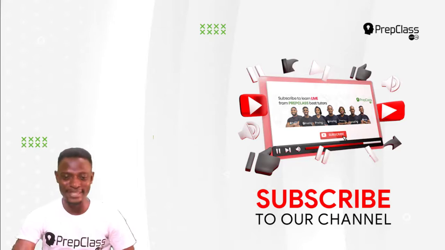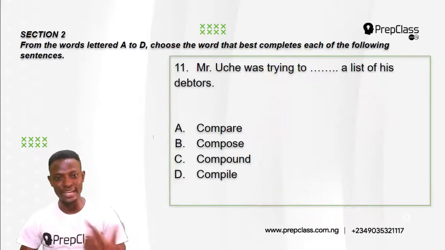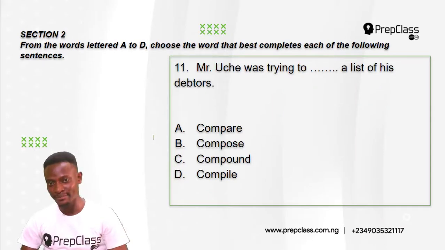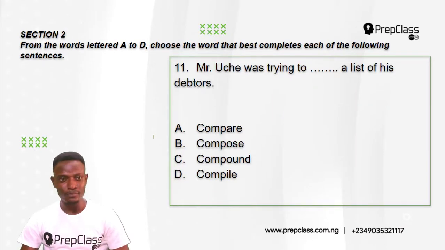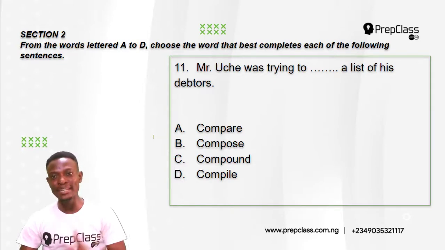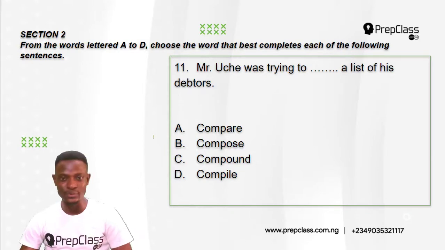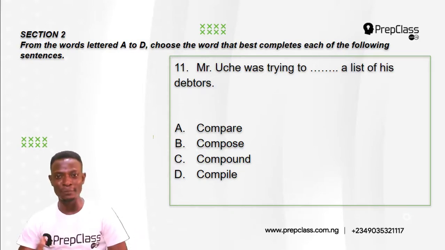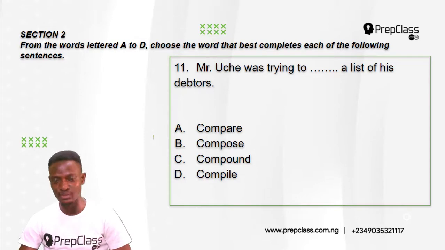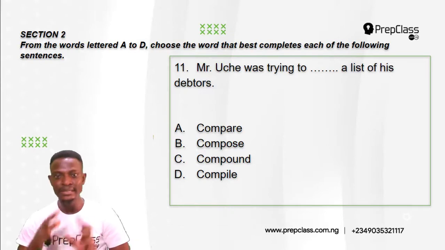Alright, let's begin. Now for question 11 to 15, we have an instruction here. The instruction reads, from the words lettered A to D, choose the word that best completes each of the following sentences. Question 11 reads, Mr. Uche was trying to dash a list of his debtors.